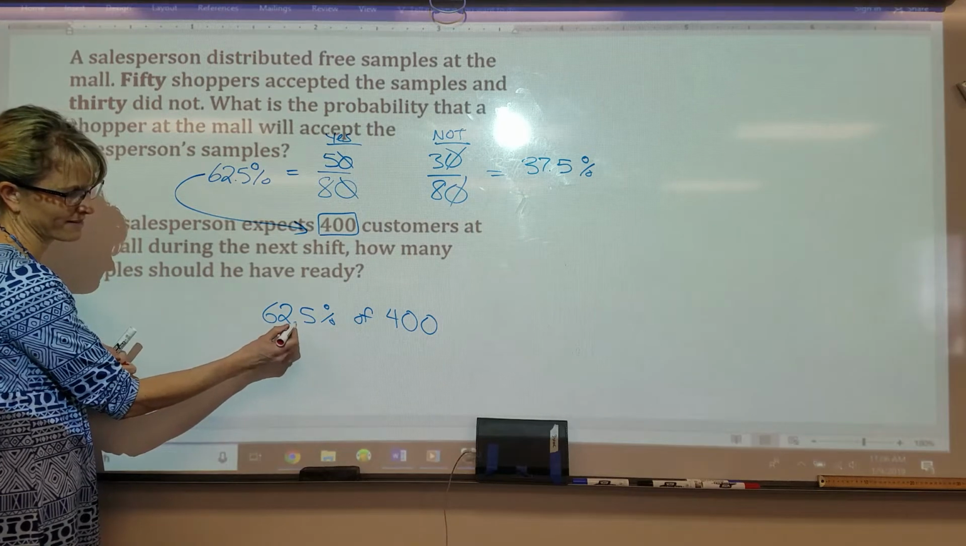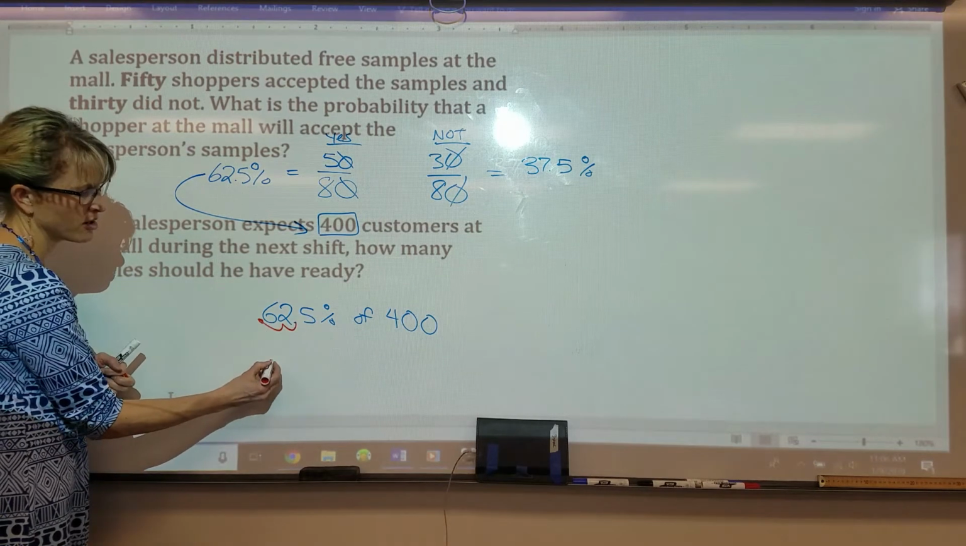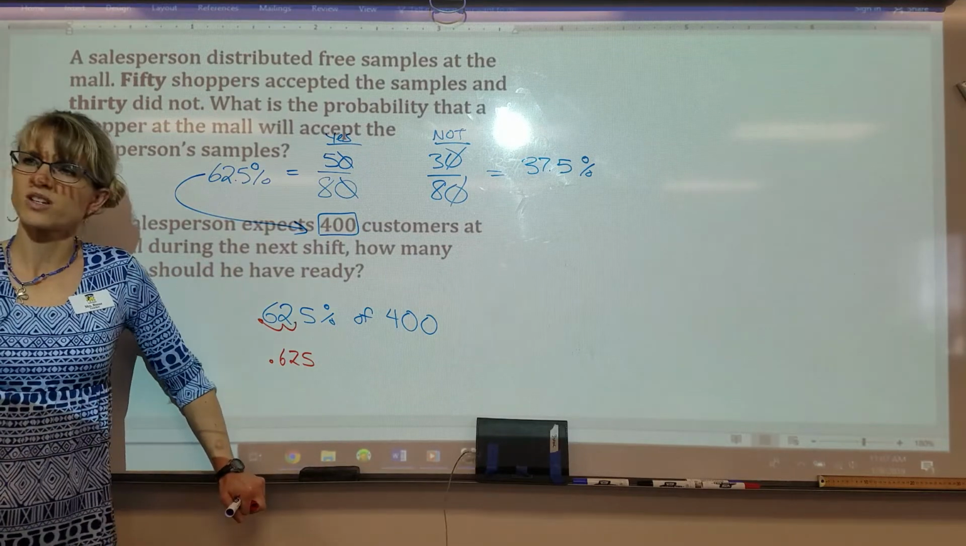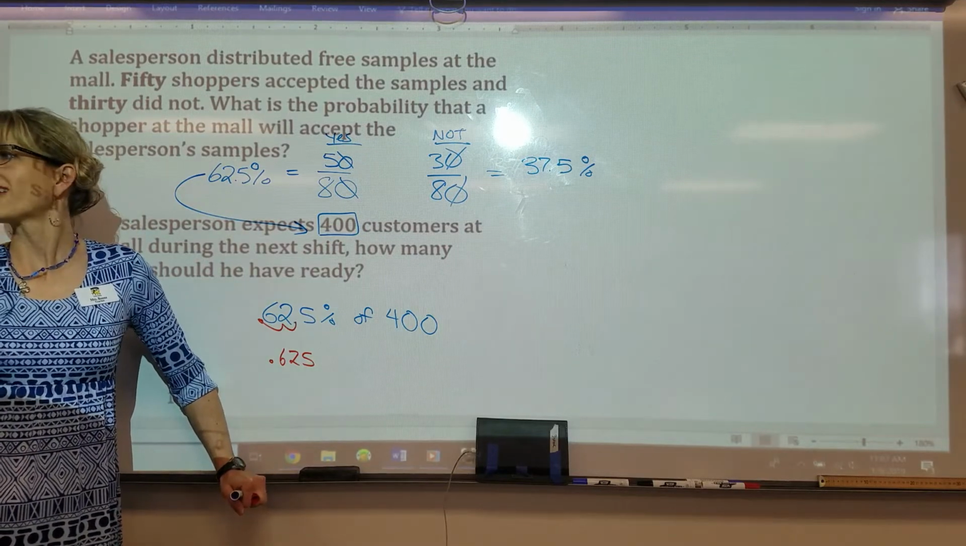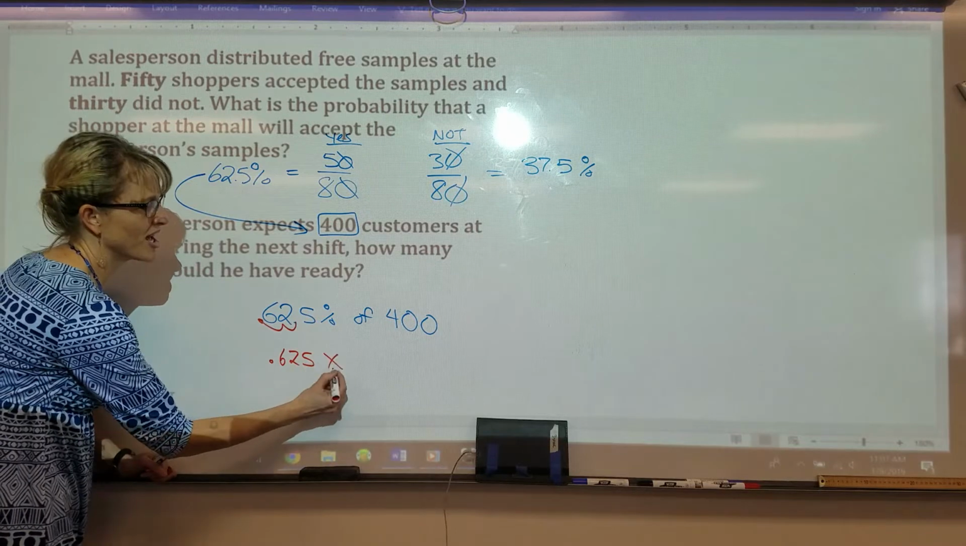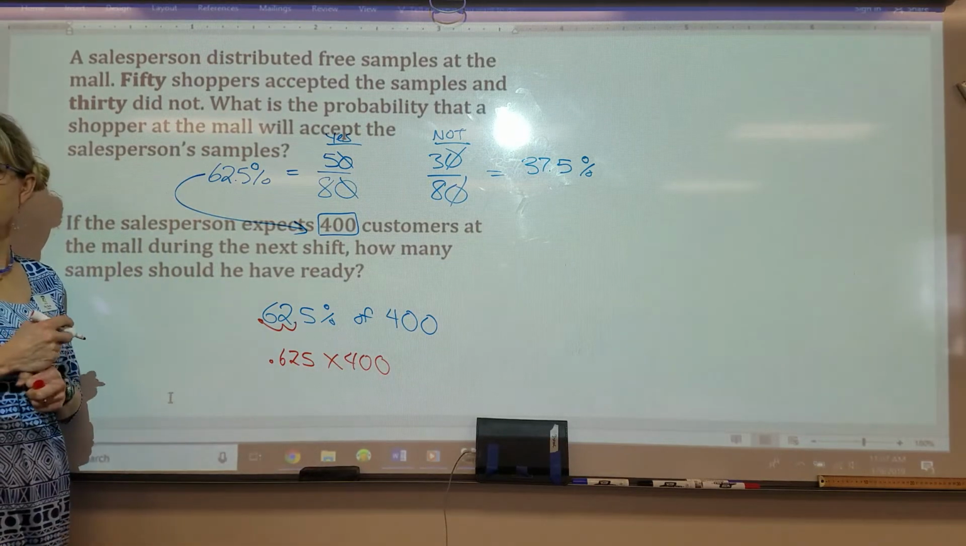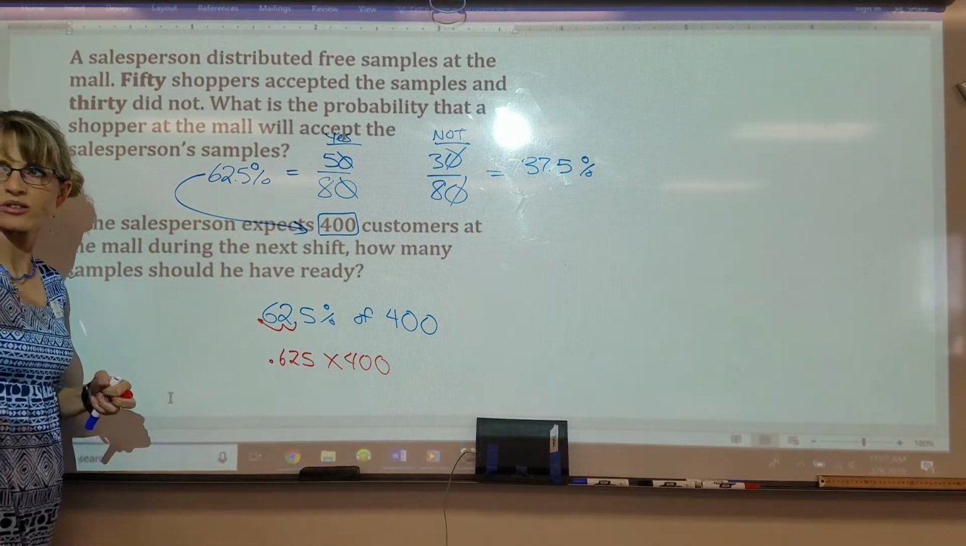You move it over twice to the left. Twice to the left. 0.625. And then what does "of" mean, think, class? What does "of" mean in math? Get ready? Multiply. Multiply or times. Here we go. So I just said 0.625 times 400. Who's got that calculated? Spencer.